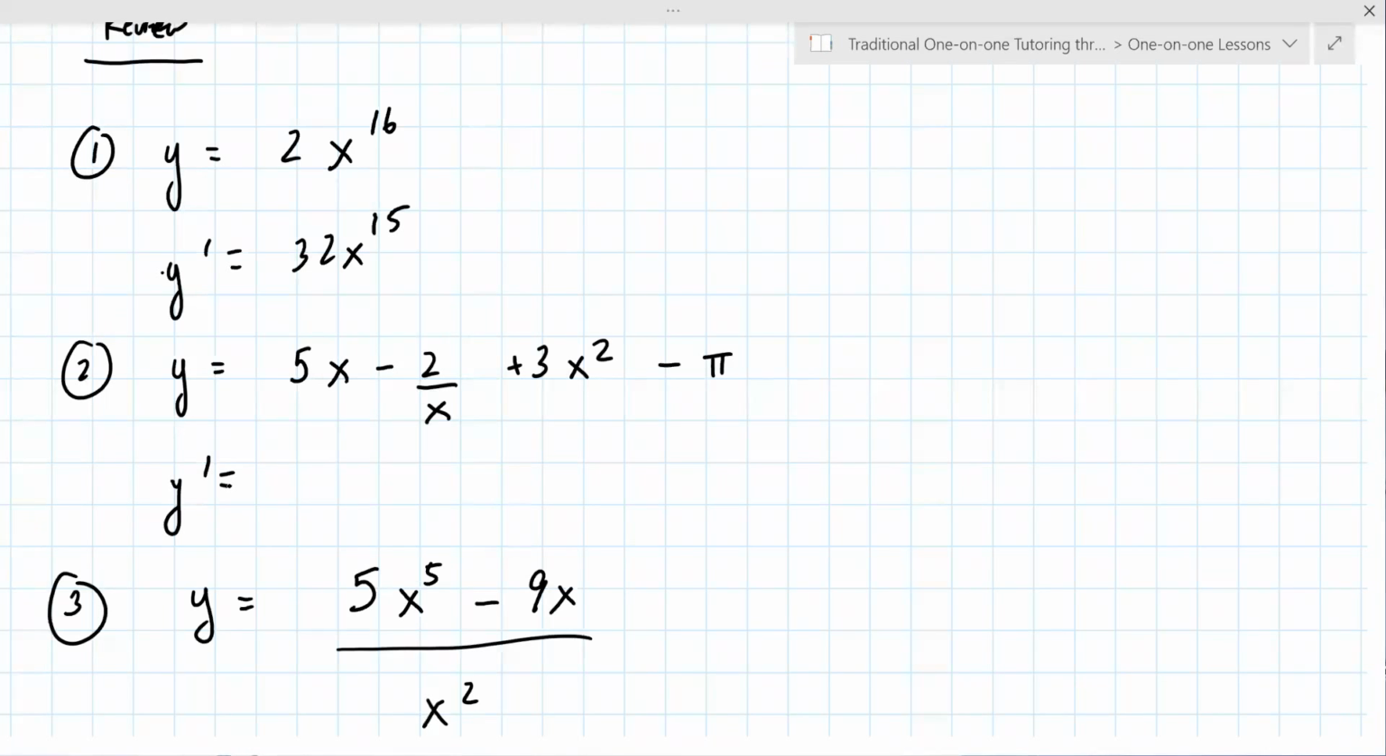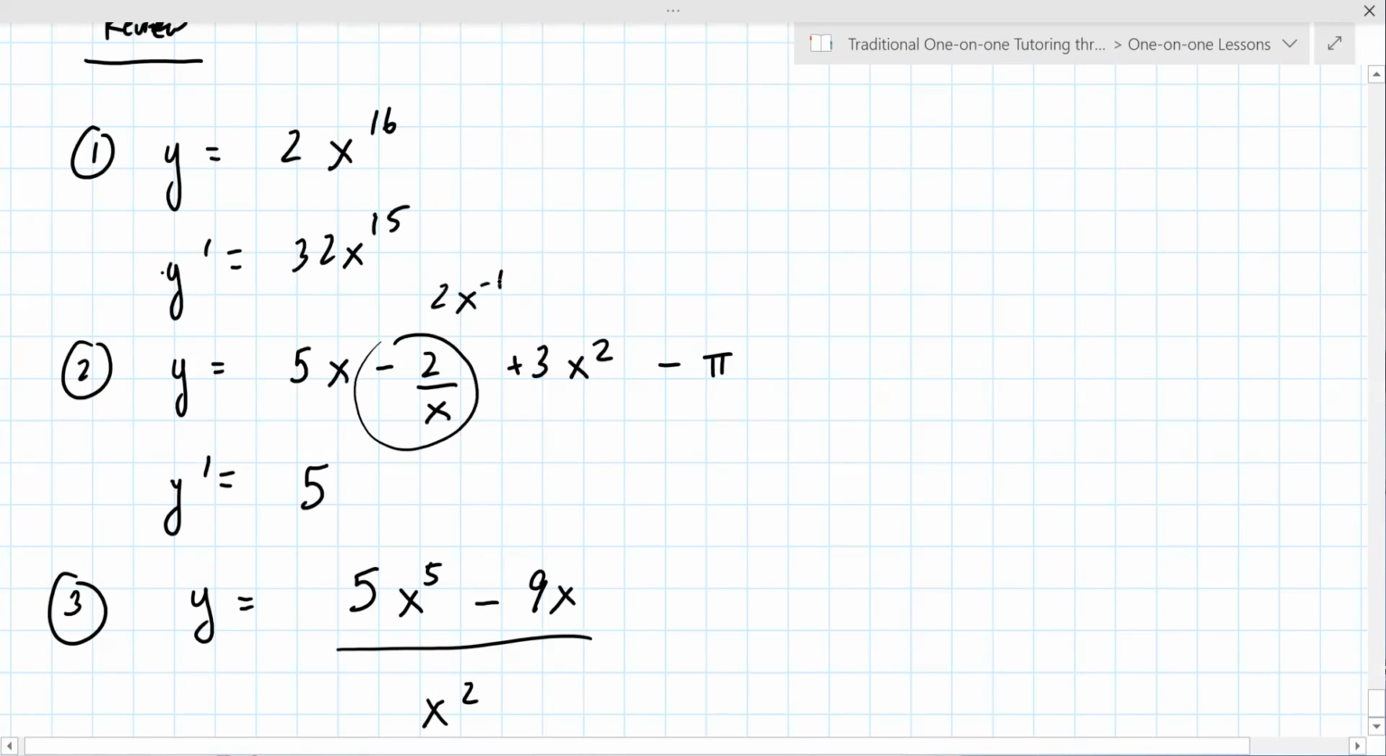Yeah, for number 2, it's 5 minus 2 over x. This right here can be written as 2x to the minus 1. Do you see that? So this negative 1 comes down to the 2, so that becomes negative 2, but there's a negative there, so it becomes plus 2x to the minus 2.